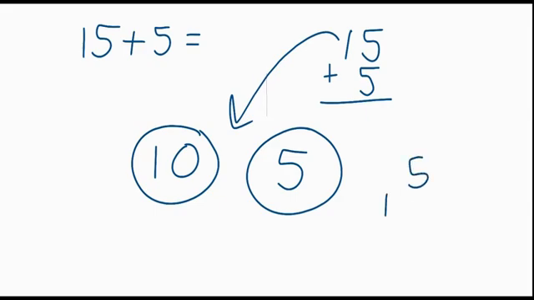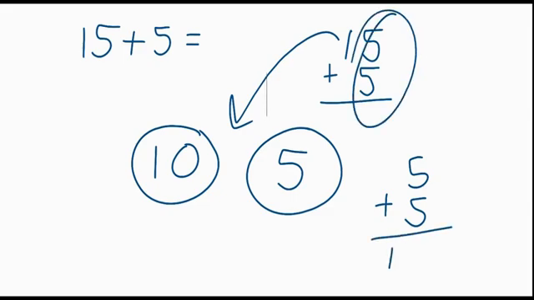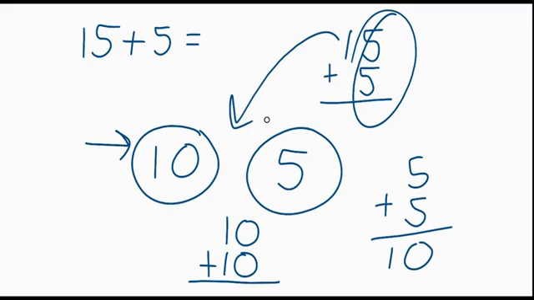So if you break 15 apart into 10 and 5, then what you really have is a problem that looks a little bit like this: 5 plus 5. And that's these two numbers right here. So 5 plus 5 equals 10. Now you still have this 10 over here left over though. So then what you're really doing is 10 plus 10 as your next step.